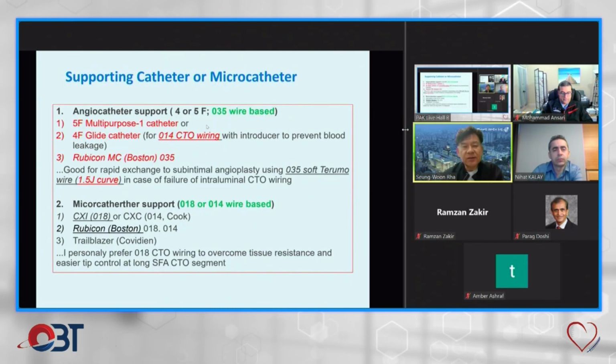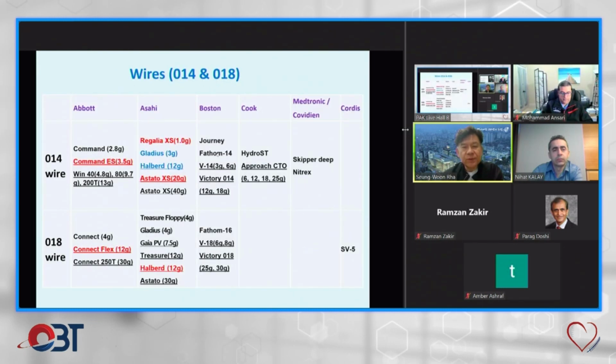So for ipsilateral BTK CTO, I prefer to use the angiocatheter-based intervention first, because we can quickly switch from the CTO wire, 14 or 18 based CTO wire, to the 3.5 based, especially in calcified regions. We need to use the microcatheter or the angiocatheter supported subintimal tracking, especially the 1.5J, the Terumo wire angioplasty. So this is my preferred 14-18 CTO wires.